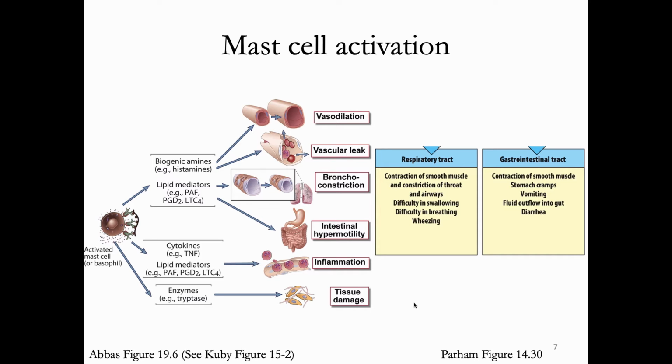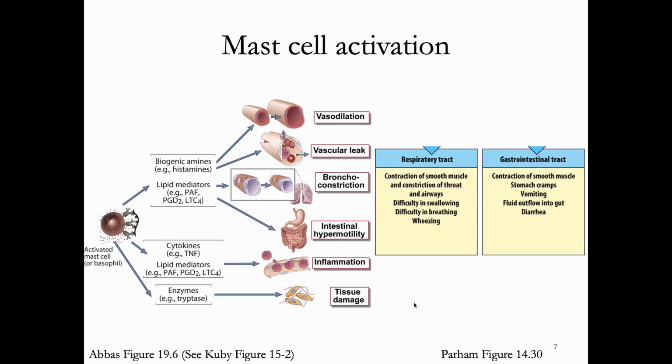You can see that all of these things together can lead not only to bronchoconstriction, but changes in other muscles, so contraction of smooth muscles in the throat and airways that may lead to problems in breathing. That can also potentially lead to difficulty in swallowing or wheezing. If you contract muscles in a different location, not in the respiratory tract, but in the GI tract, it's just muscle contraction again, but you get stomach cramps, vomiting, and diarrhea. And so all of those things are just the actions of these mast cell products.